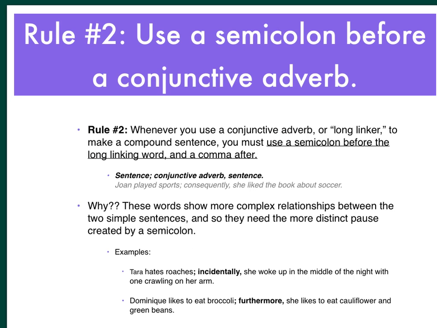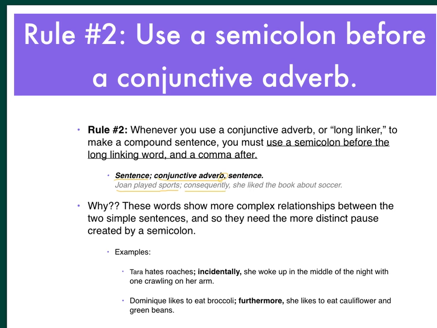That brings us to rule number 2. Whenever you use a conjunctive adverb or a longer linking word to make a compound sentence, you must use a semicolon before the long linking word and a comma after it. So if you notice the structure we have here, we start off with a complete sentence. So in this case, Joan played sports. Then we have our conjunctive adverb or linking word. I like to also call it a transition word because I think usually that's when we're transitioning to a separate thought. So here's our transition word, consequently.